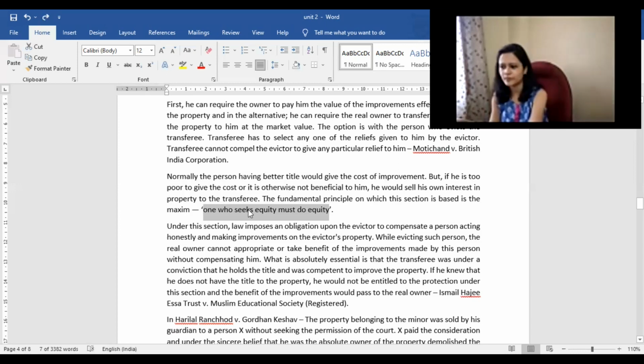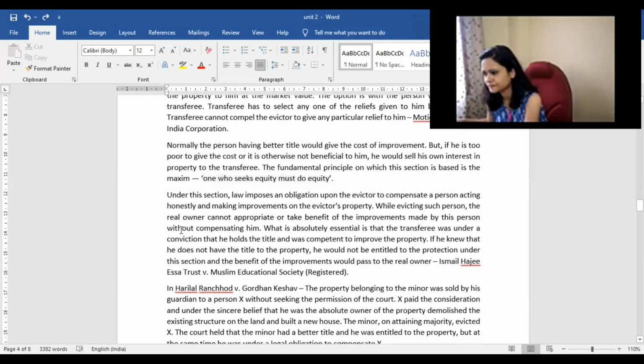After that, you will get possession of the property. So this is a concept which we have. One who seeks equity must do equity. If you are not right in your actions, you cannot go to court and ask that this is not right, this is unfair. You need to be fair first, then you can ask for this thing. So the same concept applies here, that the evictor has to give the payment for improvements made. After that, he can say that, yes, I am the owner of this property, so it should come back to me. I should be getting possession of the property. This is clear, right?